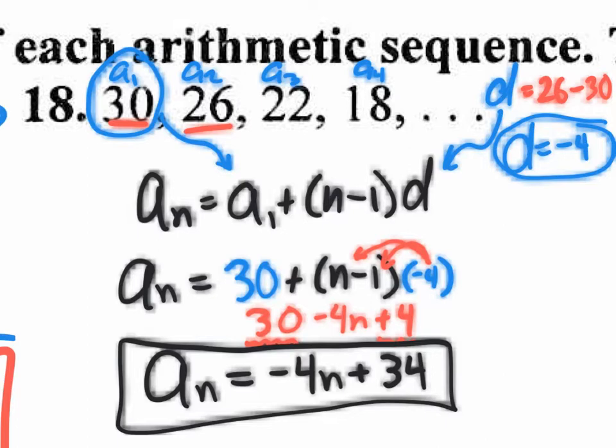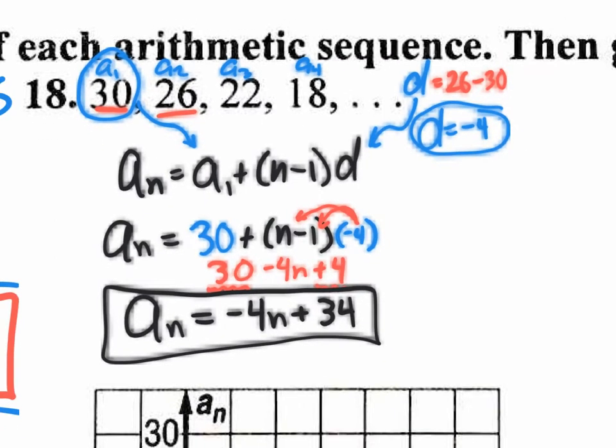Now, let's say you wanted to check your first term. All right, then, a sub 1, which means that n is 1. So plug in a 1 right there. What's negative 4 times 1? Negative 4. What's negative 4 plus 34? Negative 30. And as you could see, a sub 1 really is negative 30, so you verified that this is the correct rule.